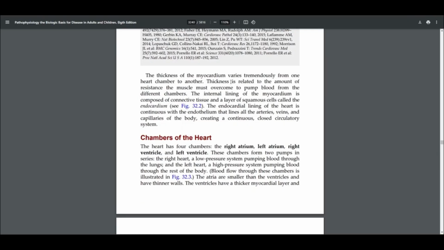The thickness of the myocardium varies tremendously from one heart chamber to another. Thickness is related to the amount of resistance the muscle must overcome to pump blood from the different chambers. The internal lining of the myocardium is composed of connective tissue and a layer of squamous cells called the endocardium. The endocardial lining of the heart is continuous with the endothelium that lines all the arteries, veins, and capillaries of the body, creating a continuous, closed circulatory system.